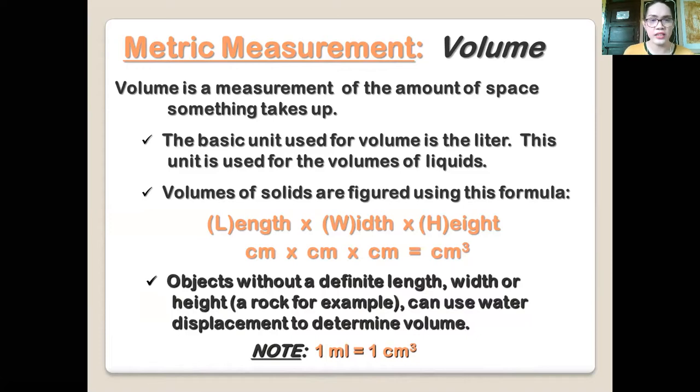Objects without a definite length, width, or height, a rock for example, can use water displacement to determine a volume. This is what I said: 1 ml is equivalent to 1 cubic centimeter. Sorry, I just made a mistake a while ago. 1 ml is equivalent to 1 cubic centimeter.